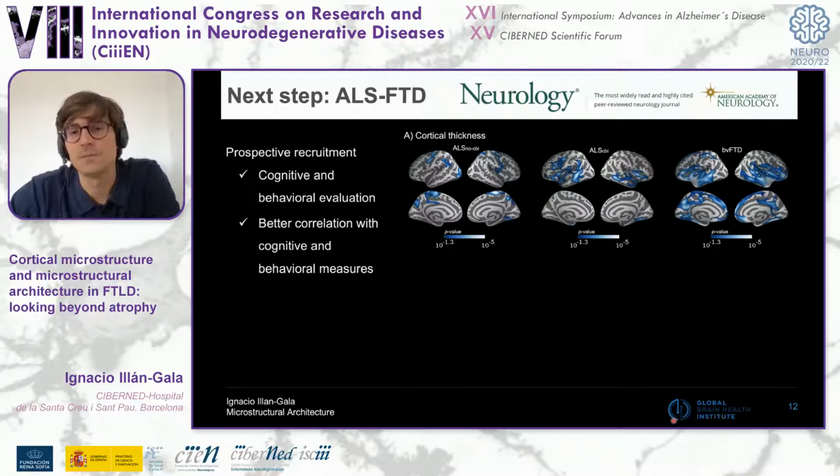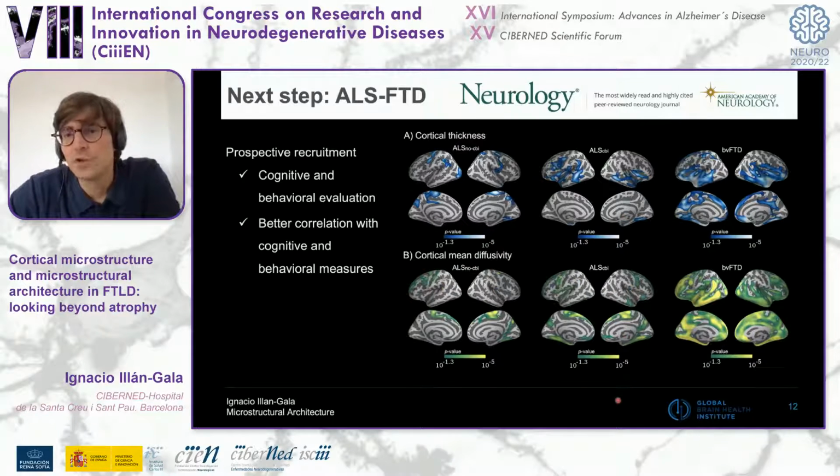We observe a continuum of atrophy as shown here in the figure, but most importantly, we observe more widespread changes of cortical mean diffusivity. And again, cortical mean diffusivity showed a better correlation than cortical thickness with measures of cognitive impairment, as measured by the ECAS test. Recently, I have received my first health project grant to pursue this research line.